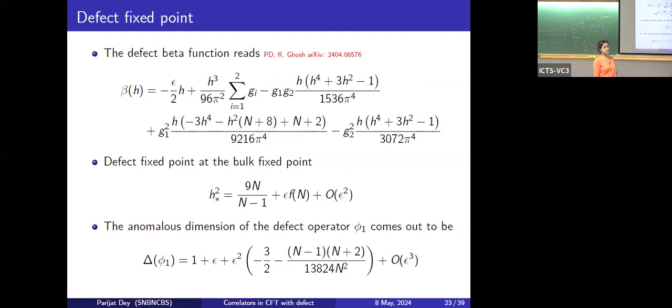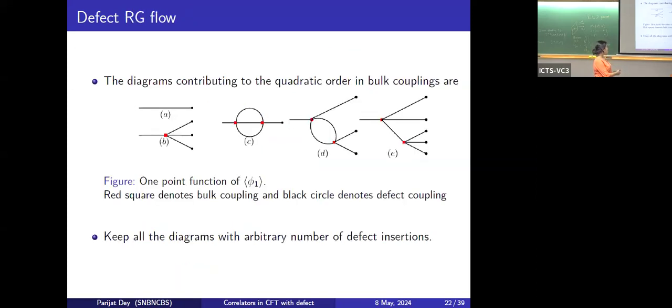Usually h is small for perturbation. There is no perturbation in h. It's exact. h is exact. So G is fixed, so we have fixed the order of the bulk coupling. This is quadratic, G squared.